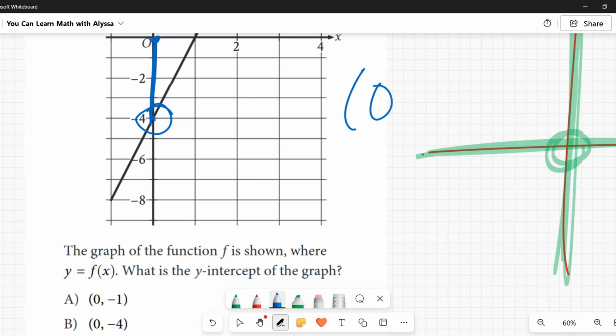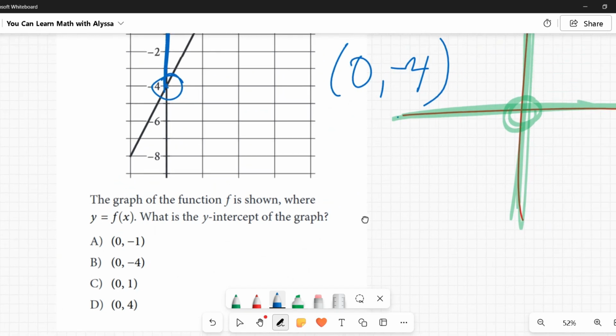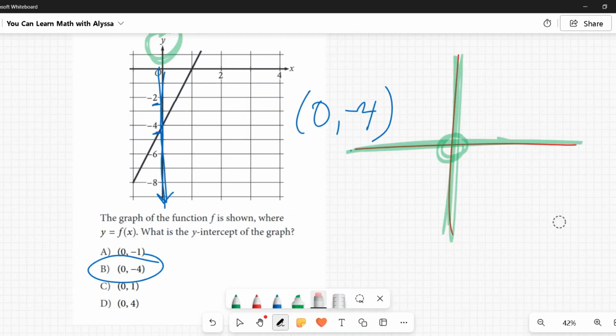A y-intercept will always have 0 for its x coordinate. So here's 0, negative 4. And if we go and we look down here, sure enough, 0, negative 4, B is my answer. The y-intercept there is 0, negative 4.